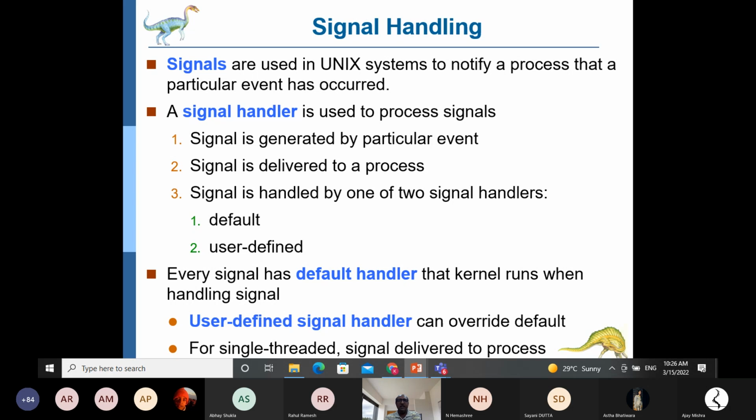And in the case of a multi-threaded process, how do you handle these signals? If it's a process having a single thread, then whatever signal arrives will be delivered to the process, right? It is up to the process.